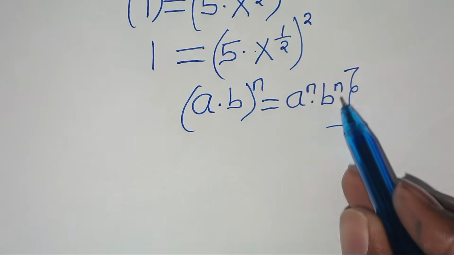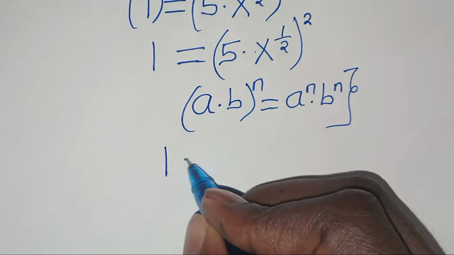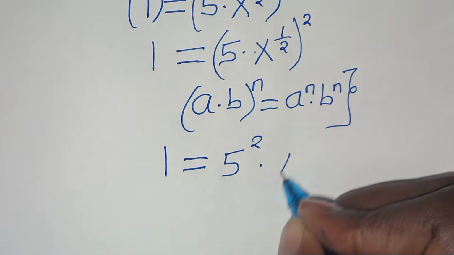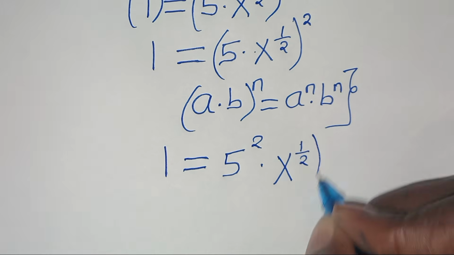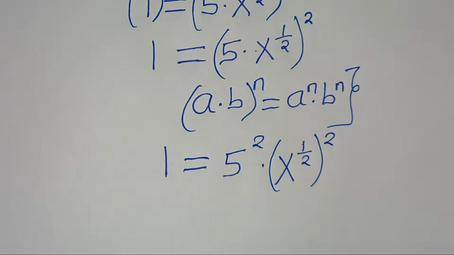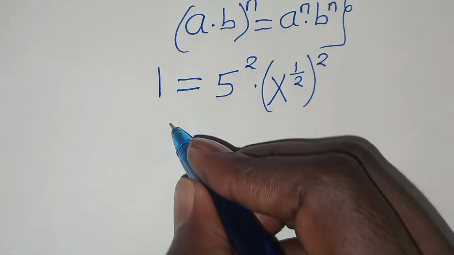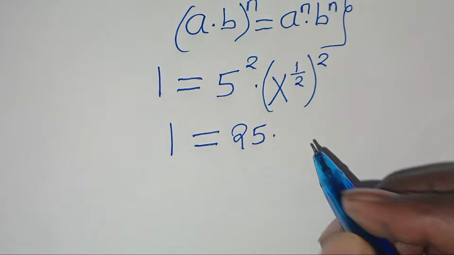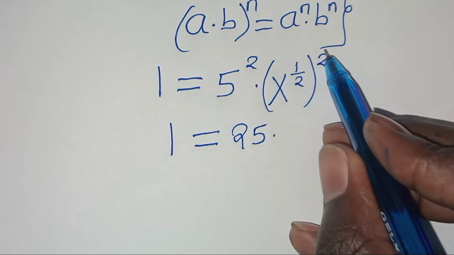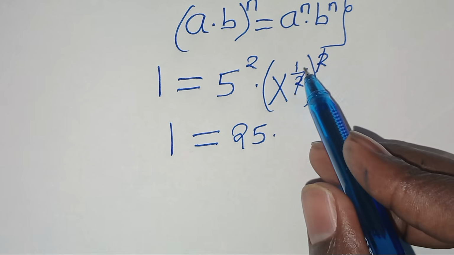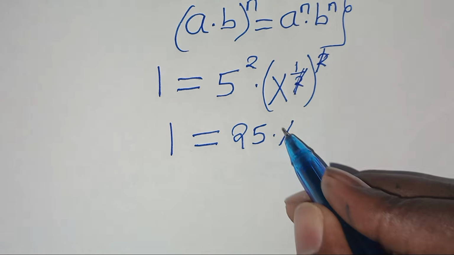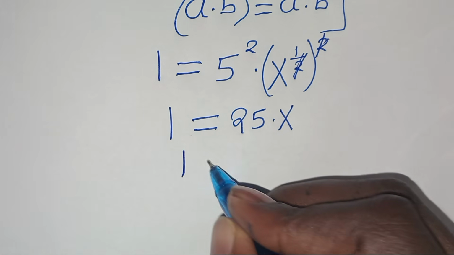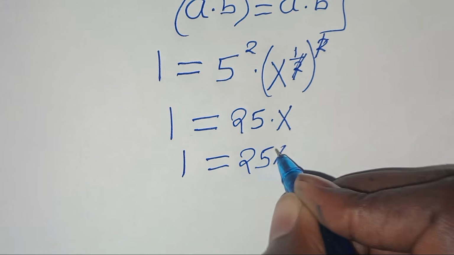Now applying this exponent property, we have 1 equal to 5 raised to the power of 2 multiplied by x raised to the power of a half, then raised to the power of 2. So we have 1 equal to 5 squared, which is 25, multiplied by x to the power of a half raised to the power of 2. The 2 and 2 simplify, so we have 25 times x. And this implies that we have 1 equal to 25x.